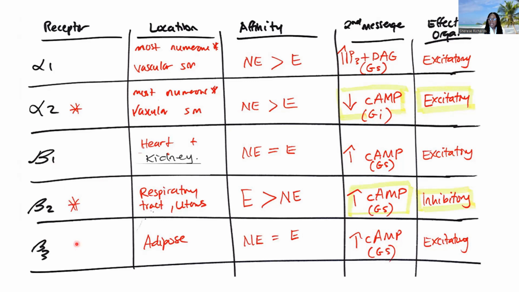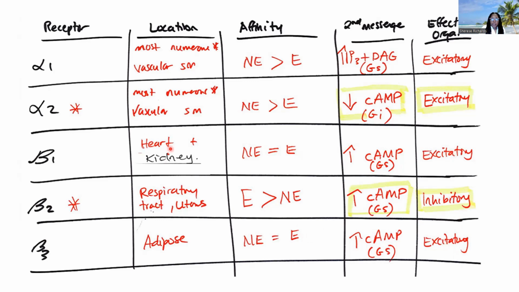Beta-1, beta-2, and beta-3 all share the same second messenger, and they all have the same response on that second messenger. It's cyclic AMP by way of adenylyl cyclase, resulting in increase or stimulation of that cyclic AMP. However, the affinity differs. For beta-1, there's an equal affinity for norepinephrine and epinephrine. That is also true for beta-3. Beta-1 and beta-3 have zero preference as far as their neurotransmitter. Beta-1 and beta-3 are also both excitatory to the tissues.